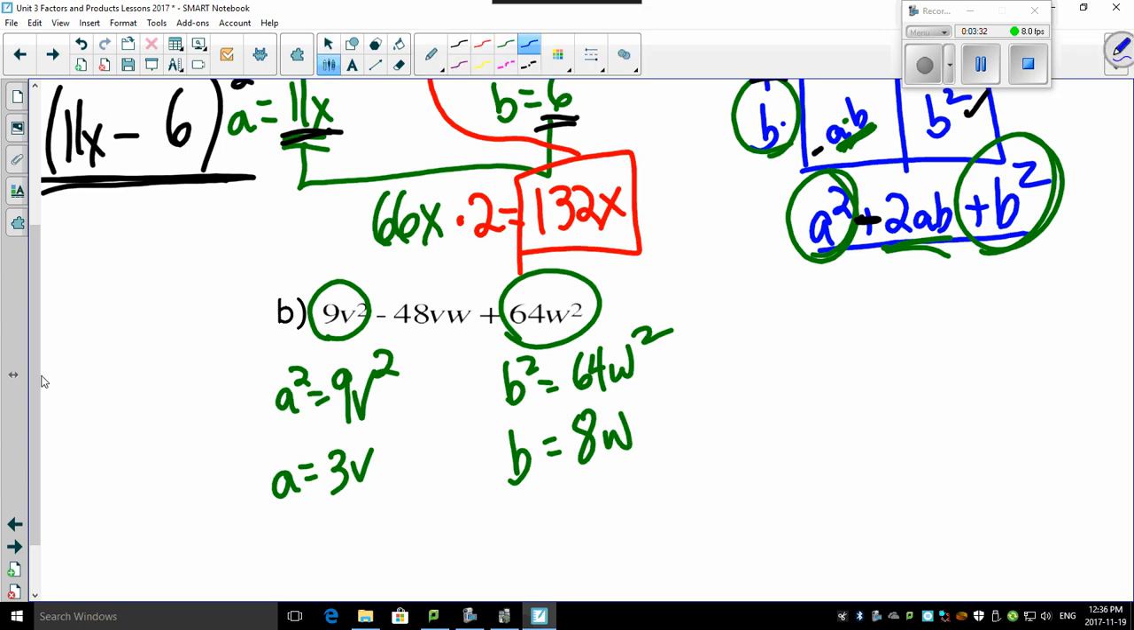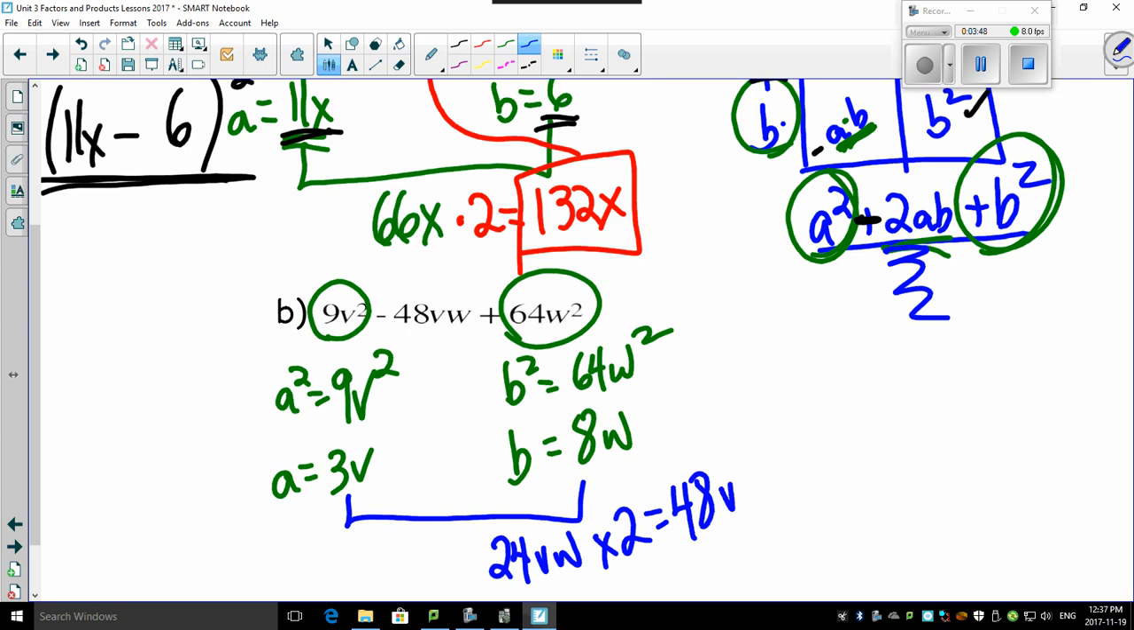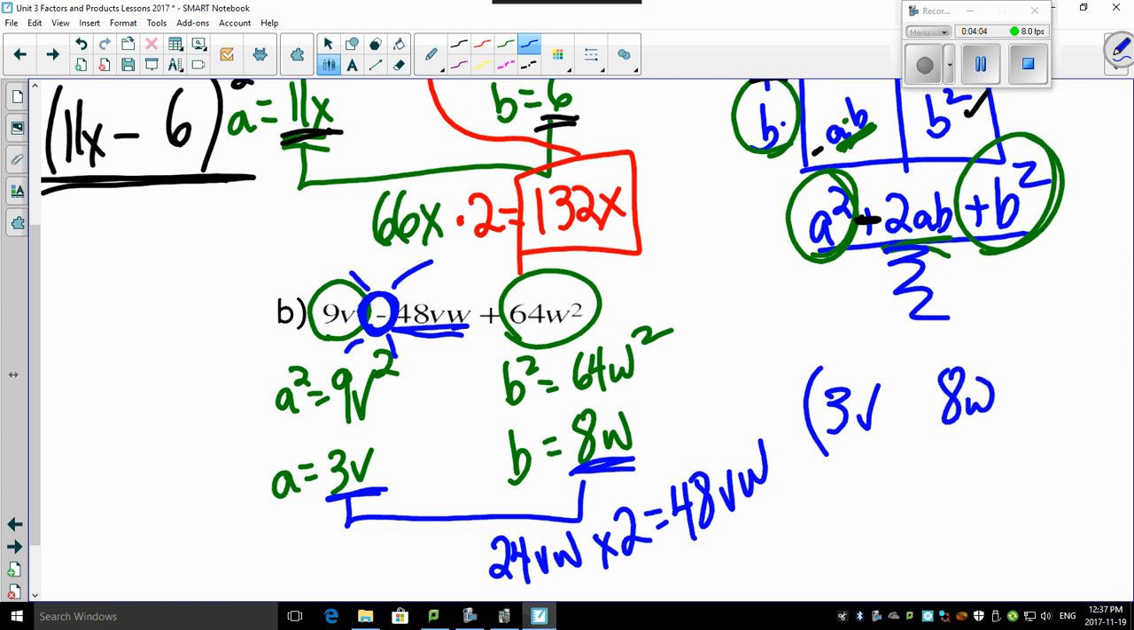Now, remember what you had to do first. You have to multiply those together. 3v times 8w gives you 24vw. And don't forget that that has to be times 2 to give you 48vw. And look at what you have here. And again, there's that telltale negative sign that tells you that this is going to be (3v − 8w), because this is a negative, this is a negative, and then just square it. There's your factorization, and boy, that's awesome.